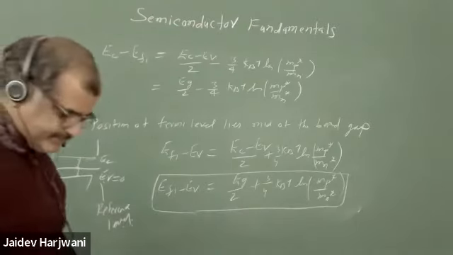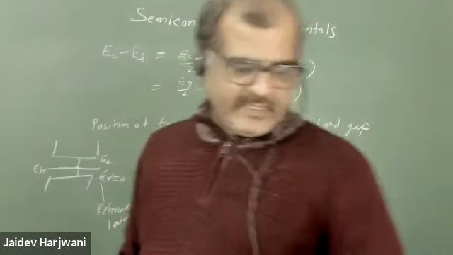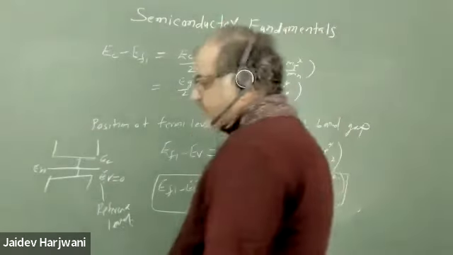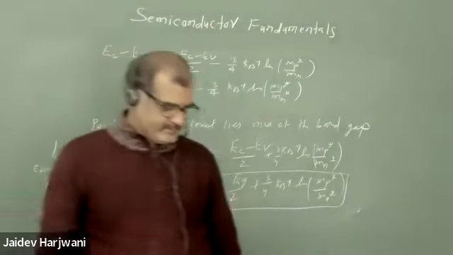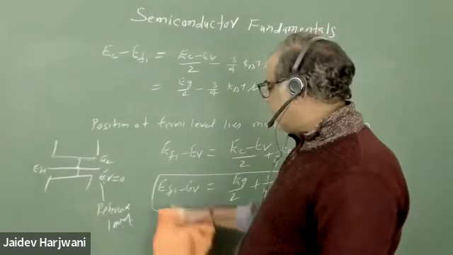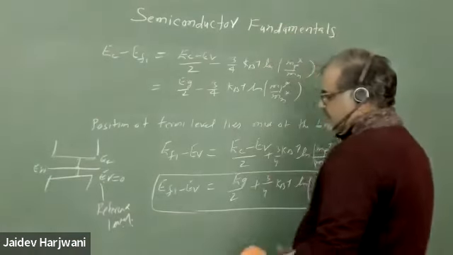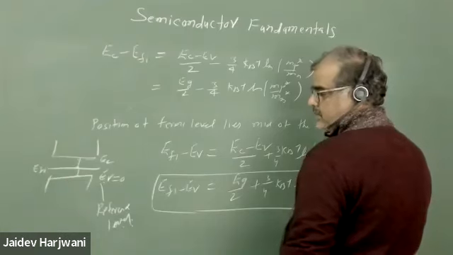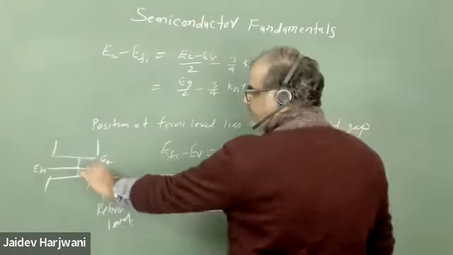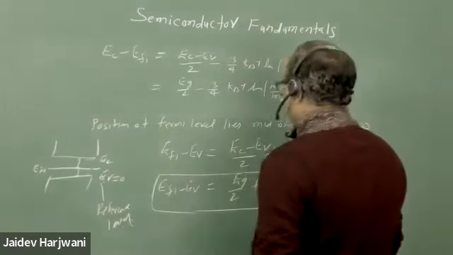Now I know the carrier concentration of the intrinsic semiconductor, and I also know the position of the Fermi level. Student: Sir, can you just repeat what you have just told? EFi minus EV means the position of the Fermi level with respect to the valence band. I'm calculating EFi minus EV, so I'm calculating this gap, the position of this with respect to this. Student: Okay, yes, sir.